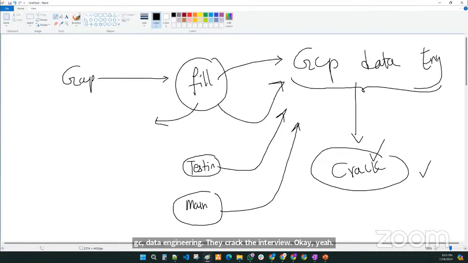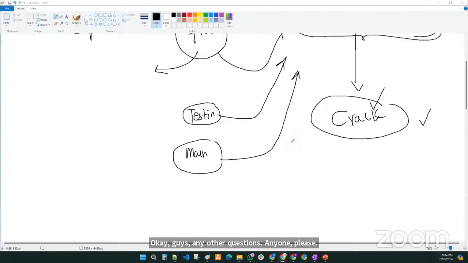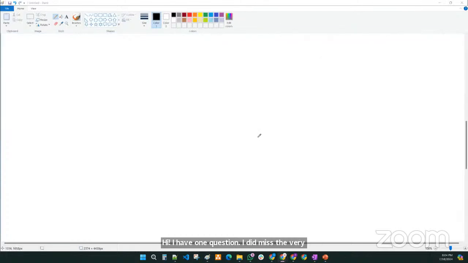Okay, guys, any other questions? Anyone, please? Hi, I have one question. I missed the first part. I think you had AWS mentioned in your very first diagram. Will you be covering some AWS? No, completely no.